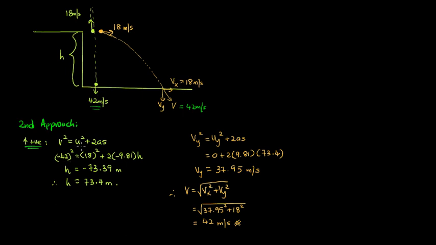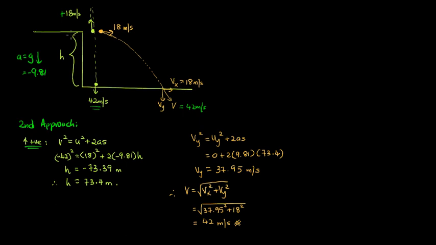u is the initial velocity, which is positive 18 because it's going upwards. Plus 2a, where a is the acceleration, pointing downwards. a is g, the gravity as well, so this one is negative 9.81. The displacement is h. Now we get h finally as 73.4 meters, right?